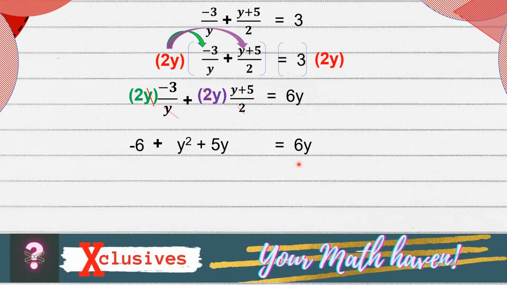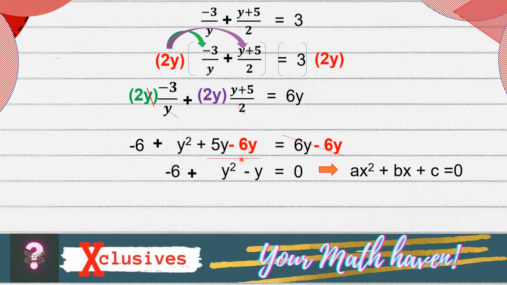Remember that in our right side of our equation, it must be equal to 0. To make 6y be equal to 0, we are going to subtract both sides by 6y. So 6y minus 6y, that is 0. Now, on our left side, there are common terms that we can combine. We have 5y minus 6y. So our result is negative 6 plus y squared, plus 5y minus 6y, that is negative y, is equal to 0.